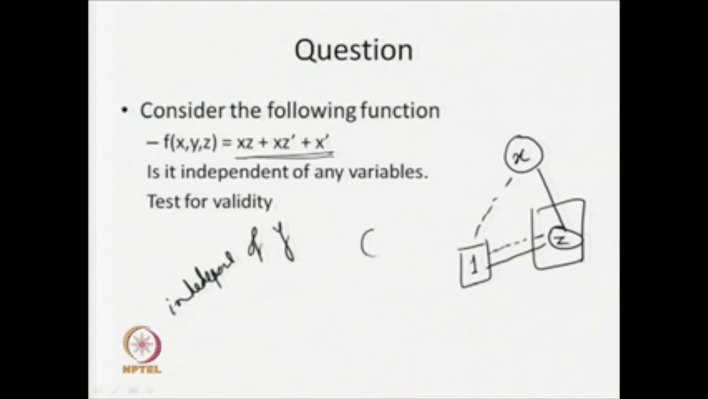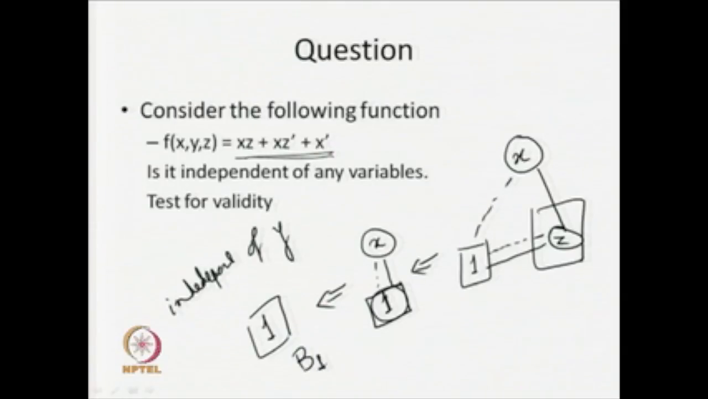So, this is your x, and I am removing the redundant node, so one edge will come over here. Now, x is again a redundant test: x equal to 0 is 1, x equal to 1 is 1. So, I am going to get the BDD B 1. That means for all valuations the function is going to give me 1. Since my resultant BDD is B 1, I can say that this is a valid function.